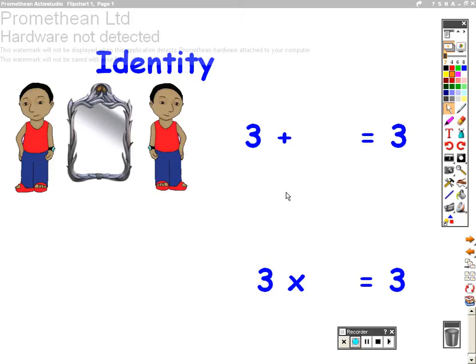We're going to look at the properties of mathematics. The first property we're going to look at is identity. And I remember identity as the mirror property. If I look at myself in the mirror, I still see myself.